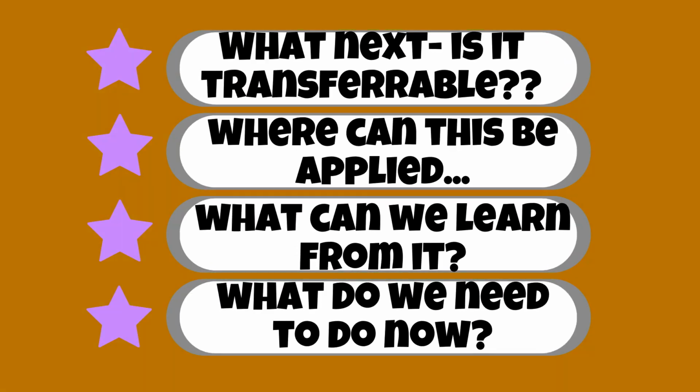Number 1, is it transferable? Next is number 2, where can this be applied? Number 3, what can we learn from it? Number 4, what do we need to do now? Once you're done with these questions, you could ask the following questions in this example of beta thalassemia.